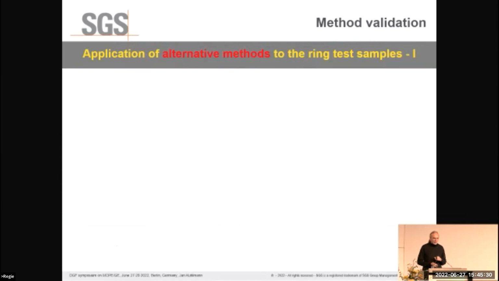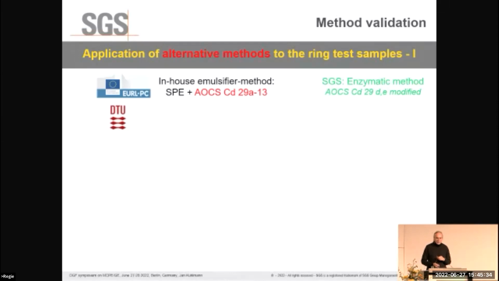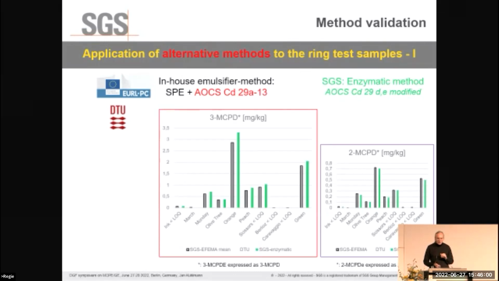Just for the last few slides, application of alternative methods to the ring test samples. We had 2 approaches. One came from the European Reference Laboratory for Processing Contaminants, the DTU. They use an in-house emulsifier method based on SPE and acidic ester cleavage, if I'm right informed. And we also applied an enzymatic method, which was a modification of the AOCS CD29DE19. And here's the result comparison for the MCPD.